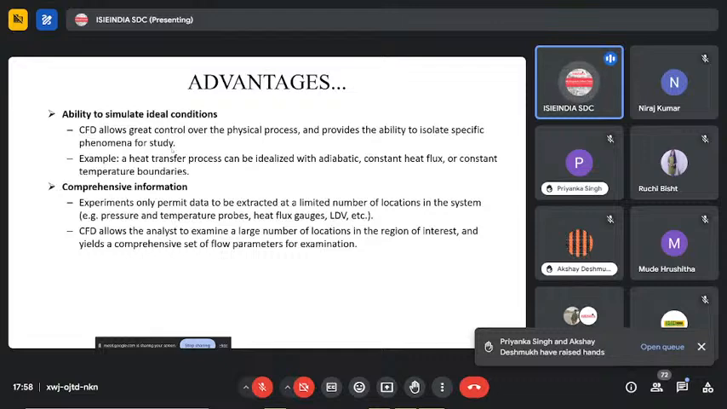CFD also provides comprehensive evaluation information. Physical experiments are often limited in the amount and the location of data we are collecting. CFD, however, provides detailed data across the entire simulation domain, which includes comprehensive flow parameters like velocity, pressure, temperature, or turbulence quantities at numerous locations within the region of interest. So these are the various advantages of CFD.